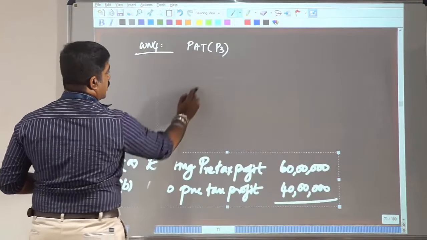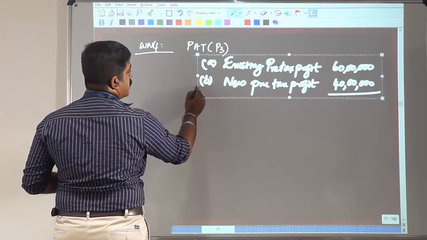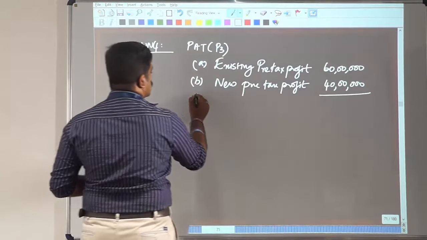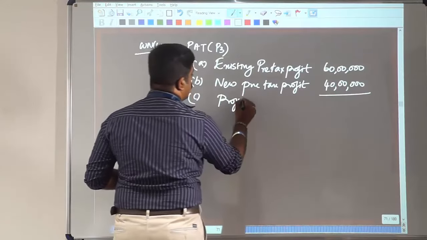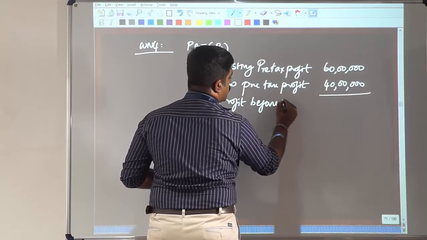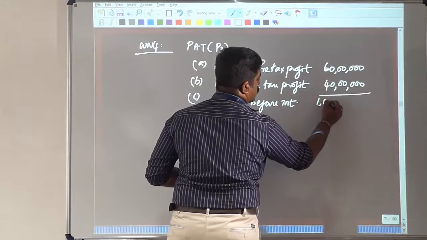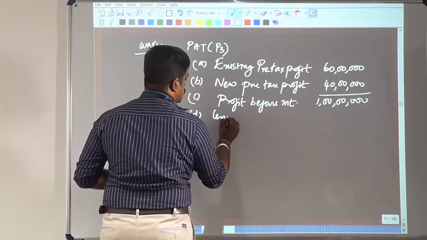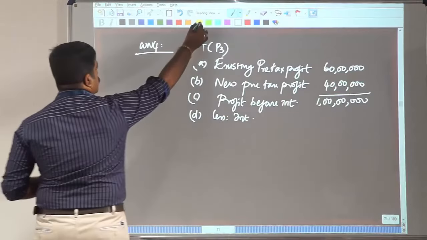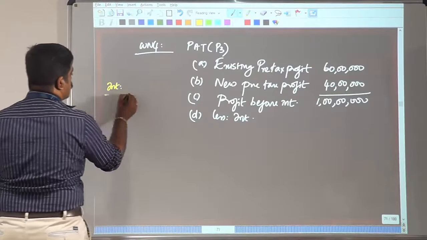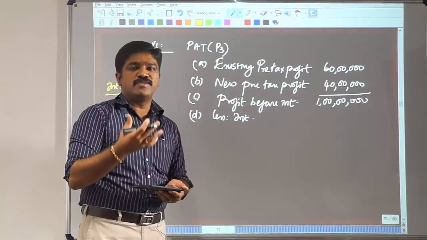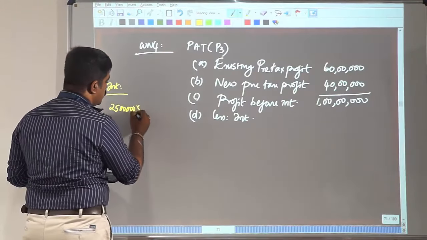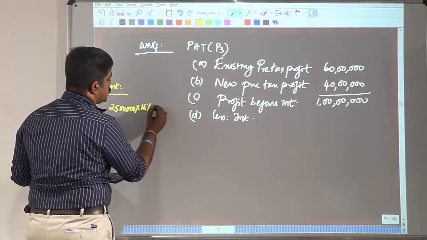I think I have calculated it somewhere. Yeah. So this is my existing pre-tax profit 60 lakh, new pre-tax profit of 40 lakhs. So my profit before interest, how much is it? It is 1 crore. Now from this I have to pay interest, less interest, and I'll have a small calculation for interest. What was the cost of the project? It was 50 lakh, but only 25 lakh is coming from debt. So interest is nothing but 25 lakh into 16%. So it is going to be 4 lakhs.